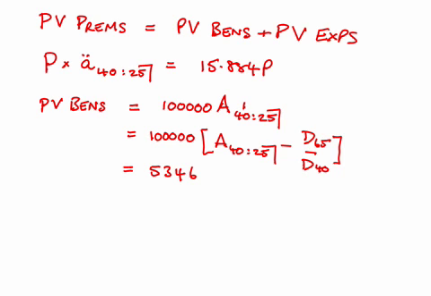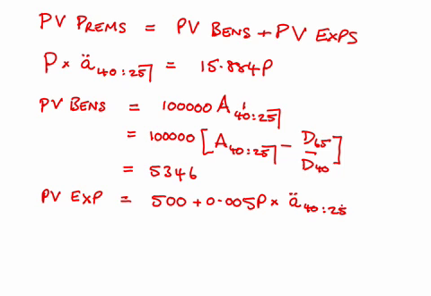If we look at the expenses, well, what we're told is that there's an initial expense of 500. The present value of that then is 500. There's no time value to add into that. And then we also have this 0.5% of every premium, which remember is unknown still. But every premium has a present value of ä 40:25, or 15.884 as we'd calculated earlier on.